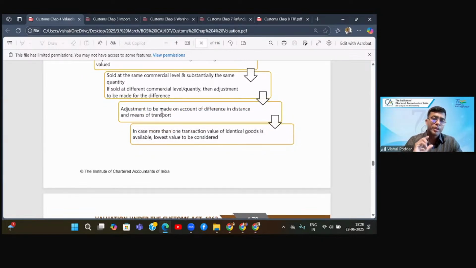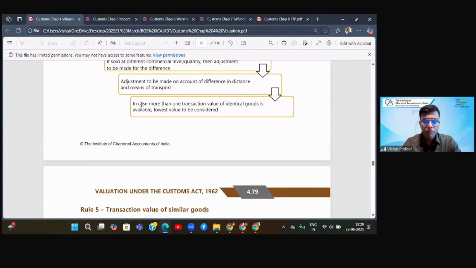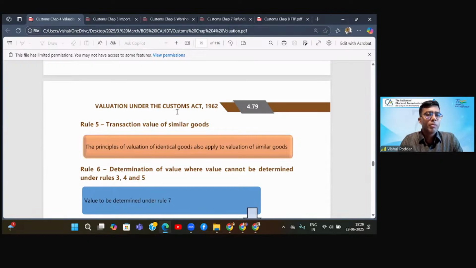Next, it should be by the same mode of transport, the distance should be the same. And in case that is not the same, let us say my supply to you is by sea and the other importer is by air, so definitely the freight cost and the handling cost would be different. So that we will adjust. Most important, in case more than one transaction value of identical goods is available, the lowest will be taken. So you wanted one, but at the same time, as I said, I have supplied to multiple importers at the same time in the same quantity. Then what can be done? Of all the other importers' prices, take the lowest. This is how valuation is done by rule 4.